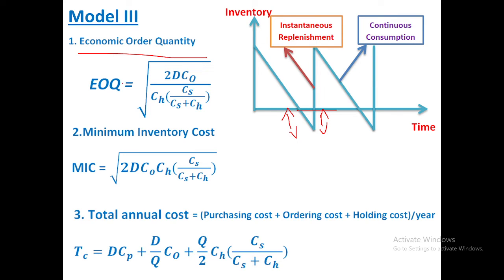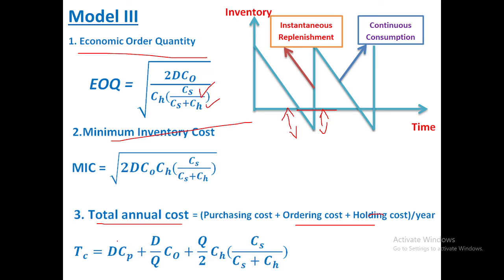So the economic order quantity EOQ equals square root of 2D C naught CH into CS divided by CS plus CH, where CS is the shortage cost. The minimum inventory cost is equal to the square root of 2D C naught CH into CS divided by CS plus CH. The total annual cost is equal to purchasing cost, ordering cost, holding cost, and this is the shortage cost also.